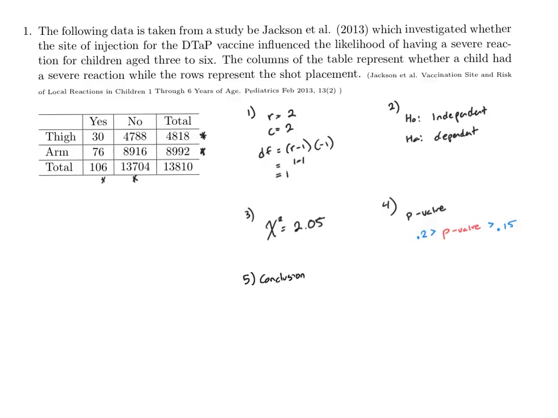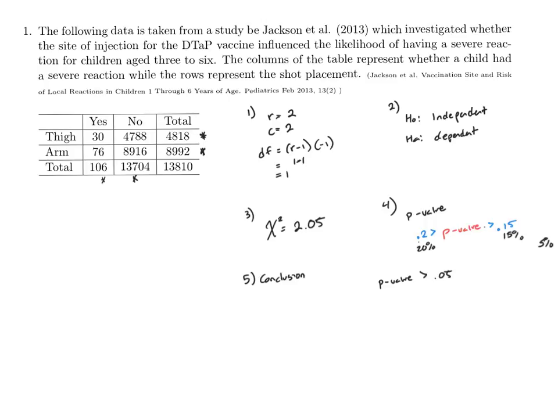To find my conclusion, I always compare my p-value to 0.05. In this case, I notice I have 0.2 or 20% and 0.15 or 15%. Well, I want to compare it to 5%, and 5% is definitely on the side of 15%. So if my p-value is bigger than 15%, my p-value is definitely bigger than 5%.